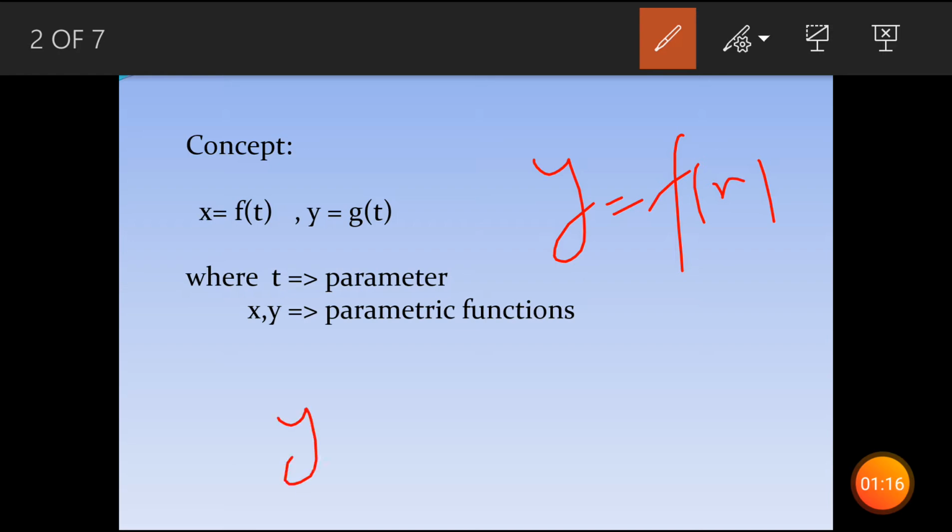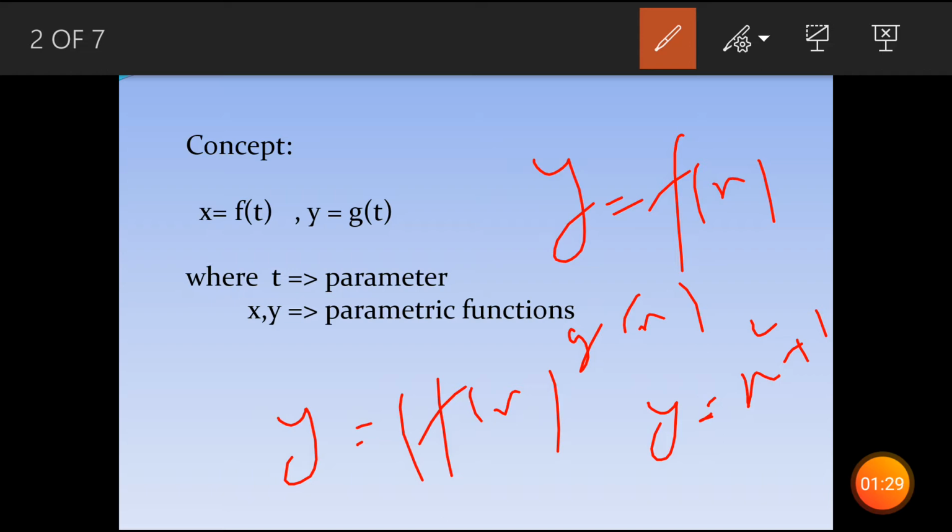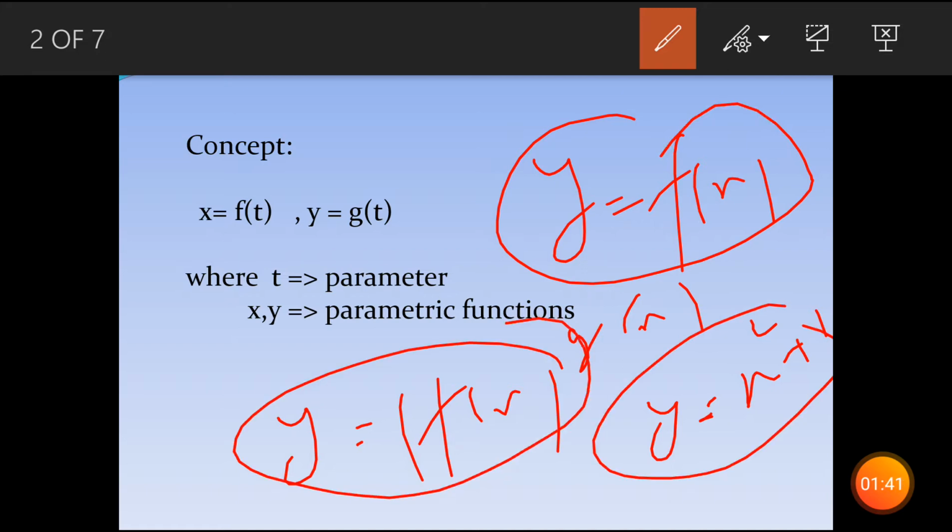We have also studied functions which are of the form f(x) power g(x). It means you can see that y is expressed in terms of x. For example, y equals x square plus 1. So it means there is a direct relationship between y and x. Y is expressed in terms of x. For such kind of function, it's very easy to find the differentiation with respect to x. So dy upon dx equals d over dx of x square plus 1, that will be 2x. So it's very easy if you know the formula.